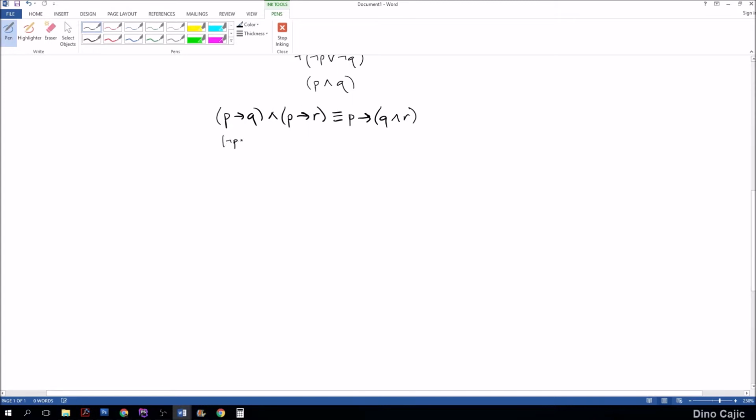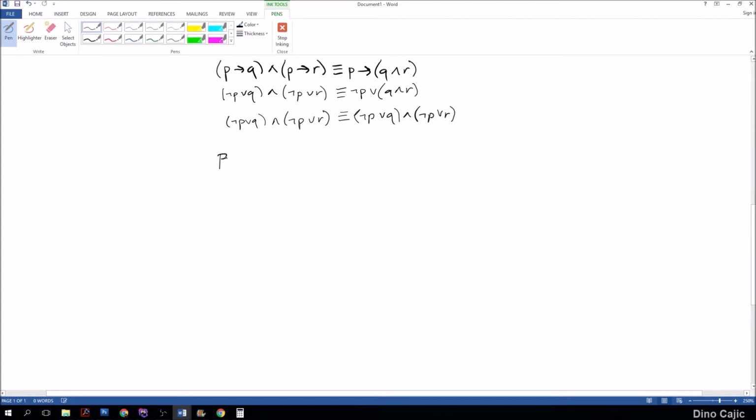So let's say (not P or Q) and (not P or R). And on this side, we'll say not P or (Q and R). So if we distribute this not P inside here, that comes out to (not P or Q) and (not P or R). And guess what? We rewrite this down here: (not P or Q) and (not P or R). You'll see that this side is equivalent to this side.